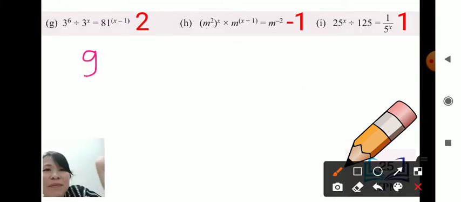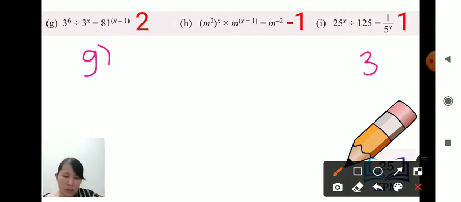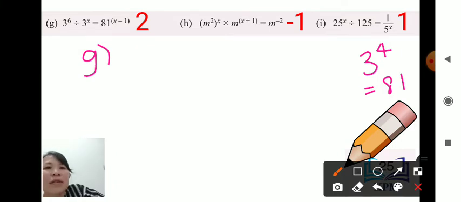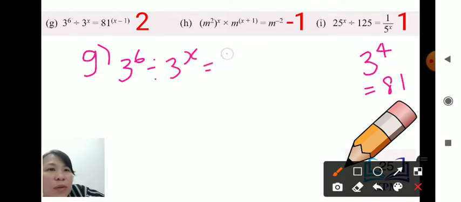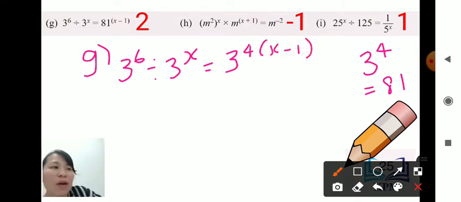G. I remember 81 is 3 to the power of 4. Is equal to 81. Okay, remember this. 3 to the power of 6 divided by 3 to the power of x is equal to 3 to the power of 4, x minus 1.